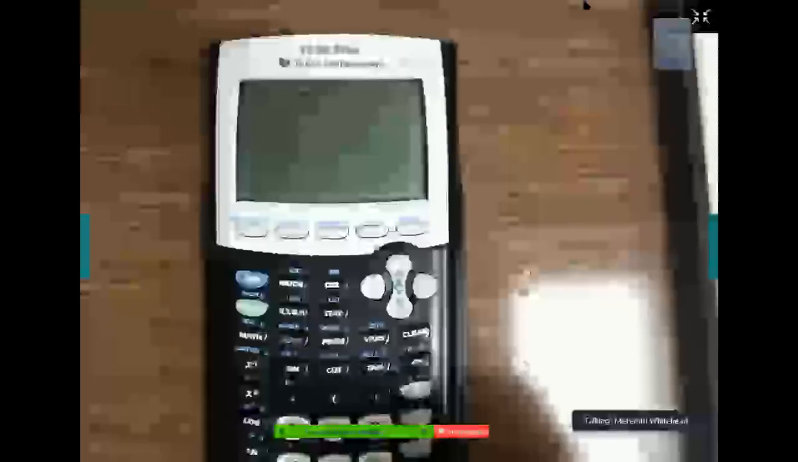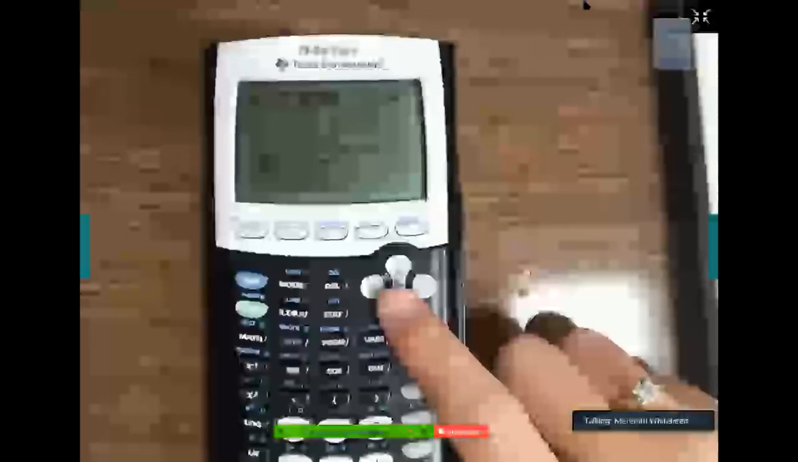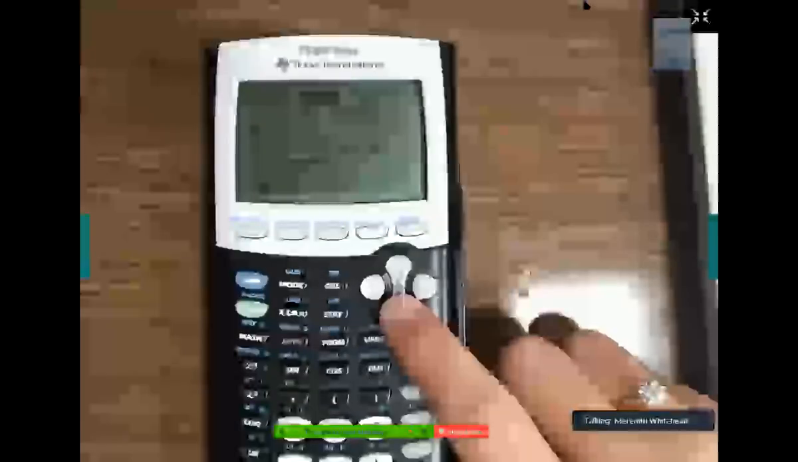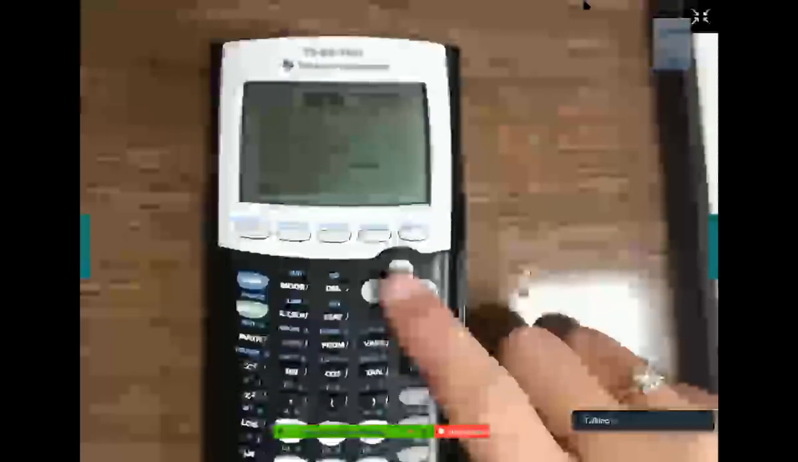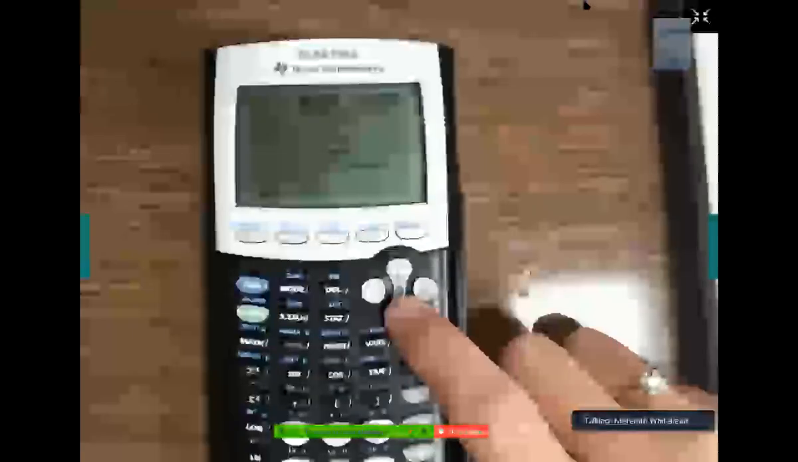If you looked at a graph and you thought that it might look quadratic, of course you could select number 5. Or if you thought it was cubic or quartic, 6 or 7. If you thought it was exponential, you could select number 0, which would give you exponential regression.